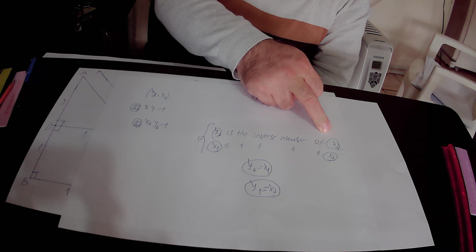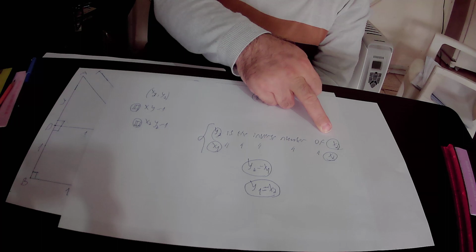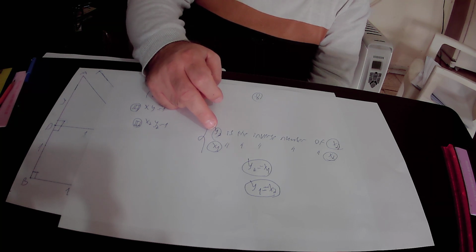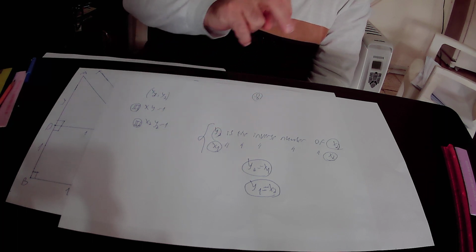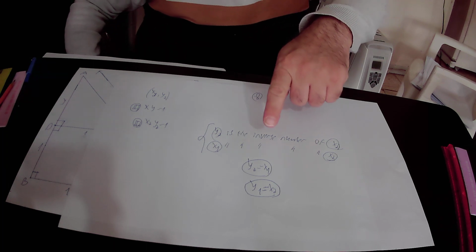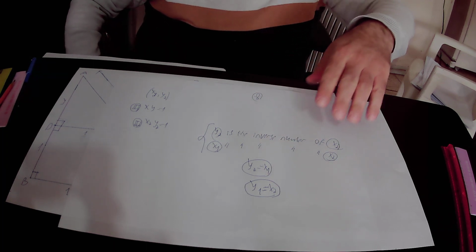And according to the rule that each number has only one inverse number, y2 must be equal to x1. Otherwise, x2 would have more than one inverse number. Therefore, we conclude that y2 equals x1. In order that x2 has only one inverse number, y2 must be equal to x1. So in conclusion, we got that y2 equals x1 and y1 equals x2.